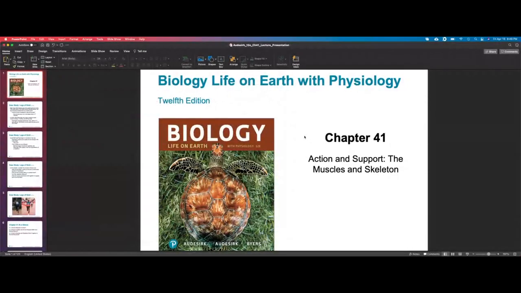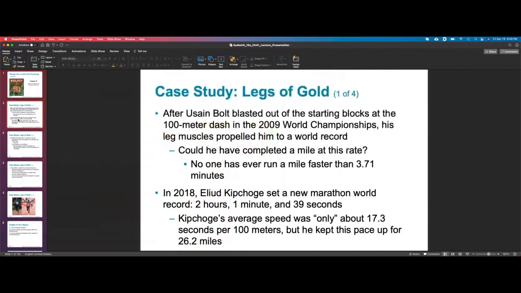For chapter 41, we'll be looking at muscles in this first video, and then there will be a second video looking just at the skeleton. We have a case study here, and it looks at Usain Bolt. And so he actually had some world records that he had.